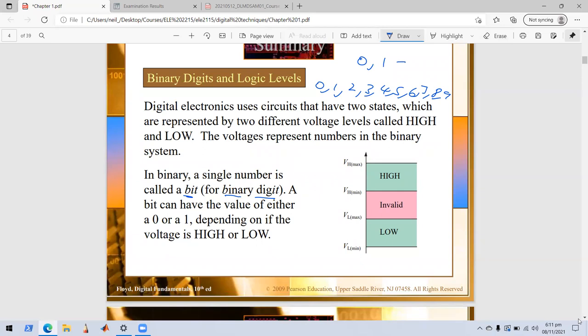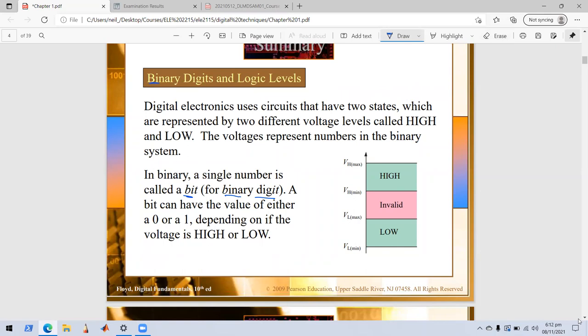The binary number system, binary, BI, meaning 2, has 0 and 1, right? 2 numbers. And the way we represent this in terms of our electronics, with our transistors that act as switches, is by just saying some things are either on or they're off.